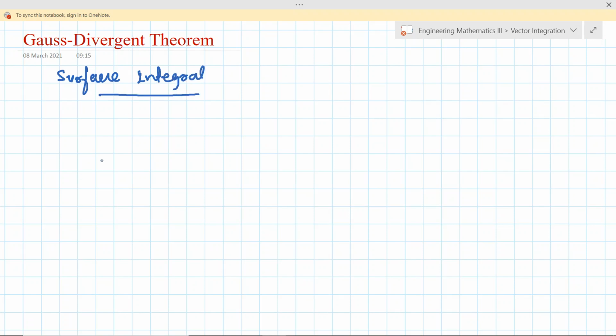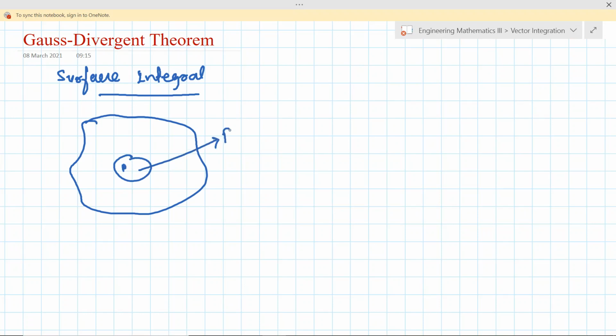Suppose we have a surface S. Suppose this is my surface S, and now I am defining a vector point function f bar over this surface. Suppose this is at point P, and this is my f bar. Now, the surface integral of this vector point function f bar.